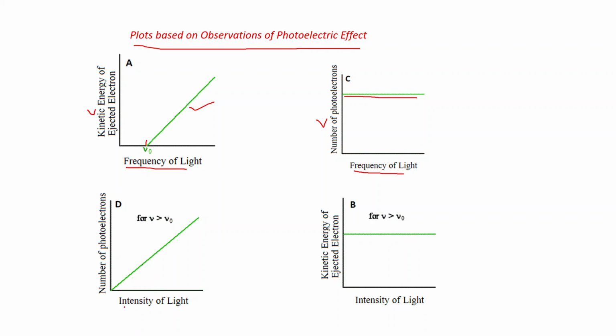This graph is between intensity of light and number of photoelectrons. Okay, and this is directly proportional, but the condition is there, that is this nu should be greater than threshold frequency. After threshold frequency, as intensity of light increases, the number of photoelectrons will also increase. But this intensity of light will not affect the kinetic energy of ejected electrons. The condition is again there, that is frequency of incident light is greater than threshold frequency. Clear? These graphs are important.